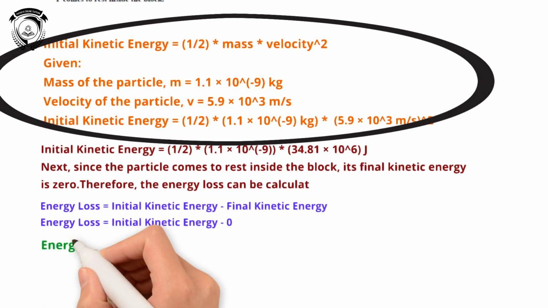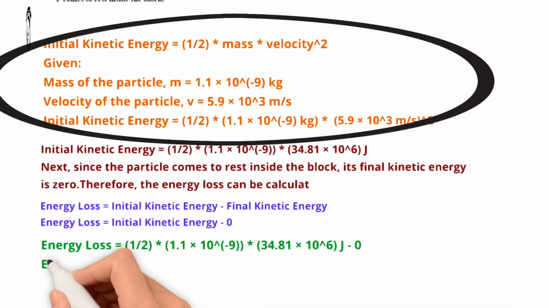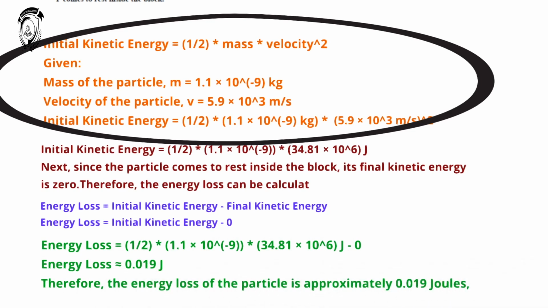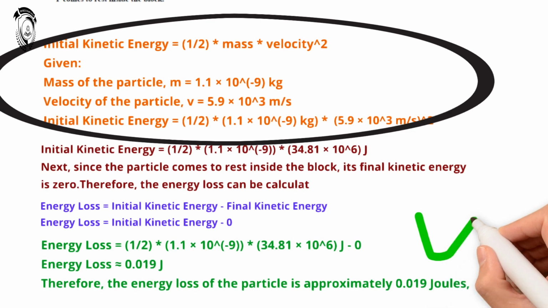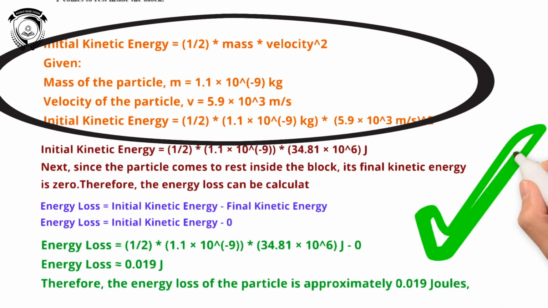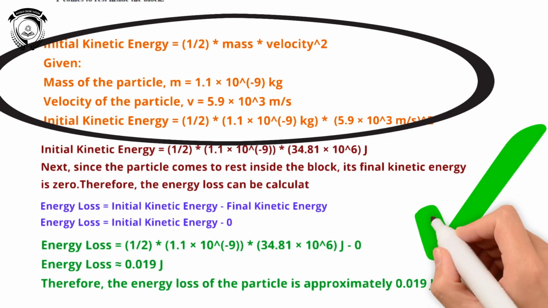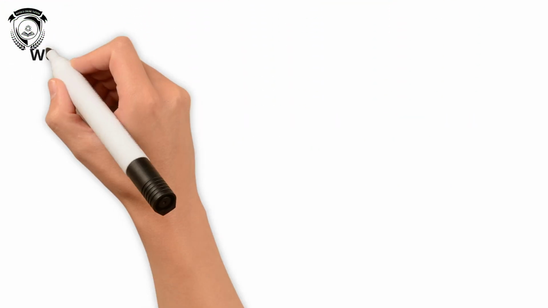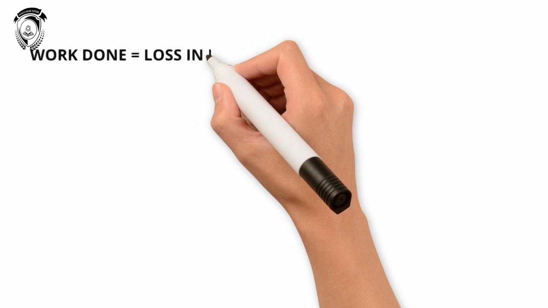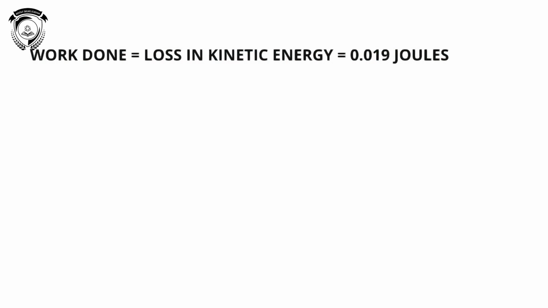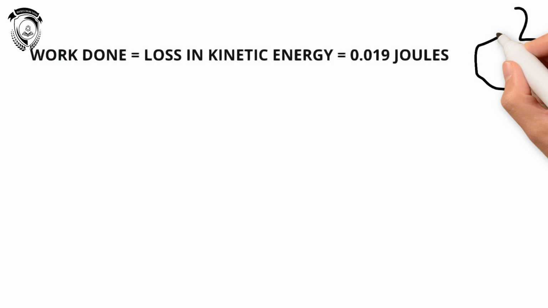Why? Because the initial kinetic energy is calculated like this. What about the final kinetic energy? As it tells us that P comes to rest, V will become 0, so the kinetic energy is lost and we have 0 as the final kinetic energy. Therefore, energy loss is equal to initial kinetic energy minus final kinetic energy. Final kinetic energy is 0, so the energy loss is 0.19 joules, which is equal to the initial kinetic energy. So the work done is equal to the loss in kinetic energy, which is 0.19 joules.